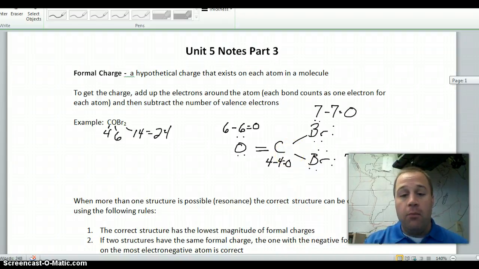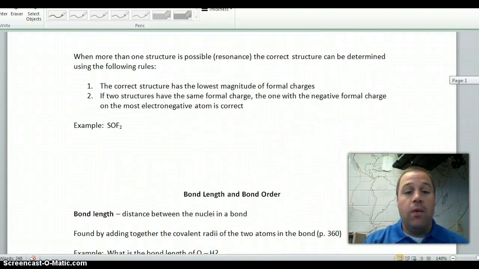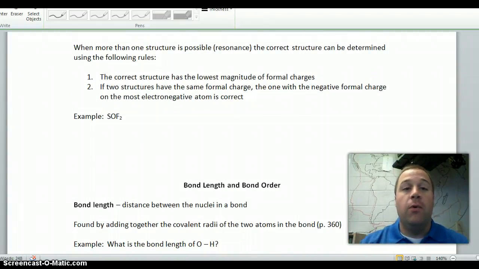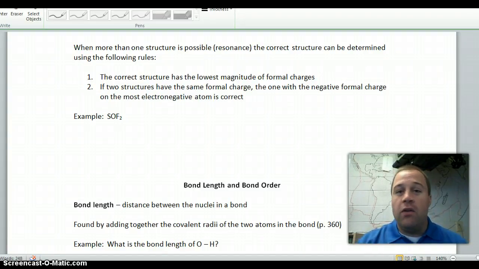So, if there's more than one structure possible, we can determine it based on the following rules. 1, the correct structure has the lowest magnitude of formal charges. In other words, like we just showed, if everything's 0, that's going to be the most stable way to do it. And 2, if 2 structures have the same formal charge, so you're seeing the same charges no matter how you arrange it, the one with the negative formal charge on the most electronegative atom is correct. Remember that the most electronegative atom would be found in the top right-hand part of the periodic table.